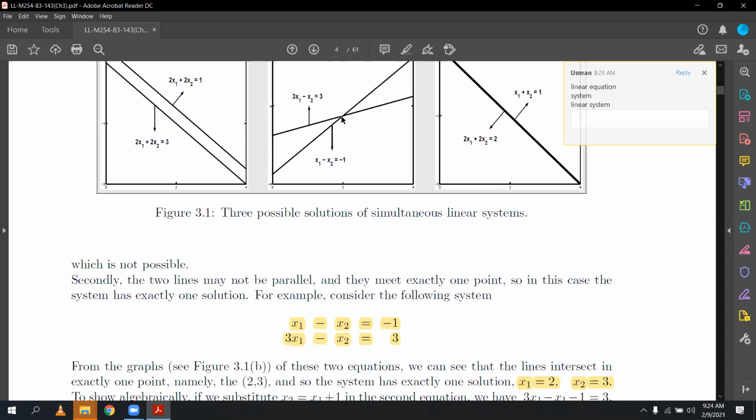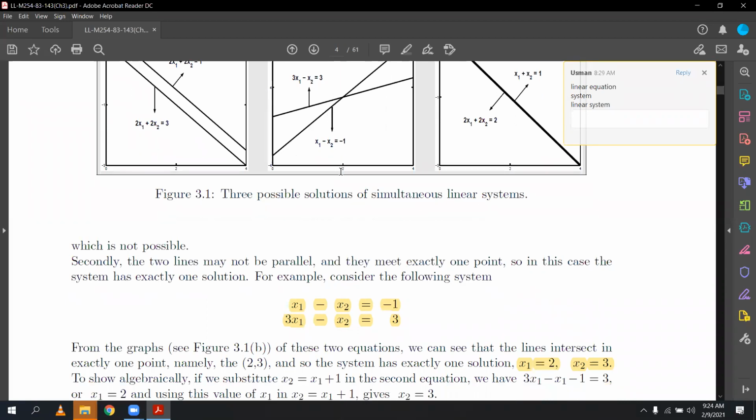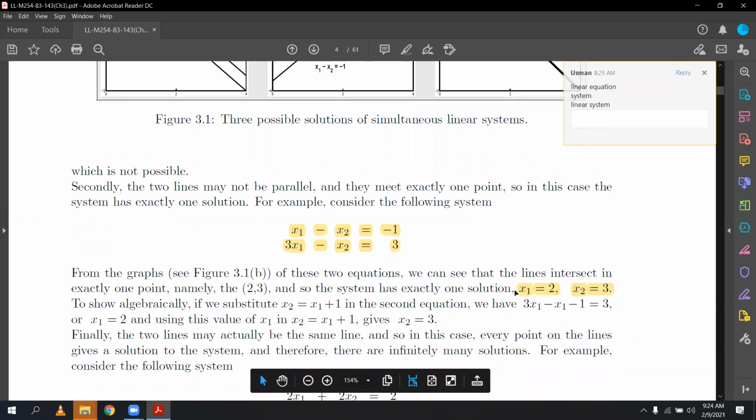But what we always want in our chapter number 3 is the unique solution of the system. When you sketch the graph here, you can easily find out this is 2 and this one is 3. So the solution is 2 and 3, and you can check by yourself. You put 2 here, 2 minus 3 equal to -1. Two times 2 is 4, minus... 2 times 3 is 6 minus 3 equal to 3. Both equations' left-hand side and right-hand side give you the same. It means it is the unique solution of the linear system.